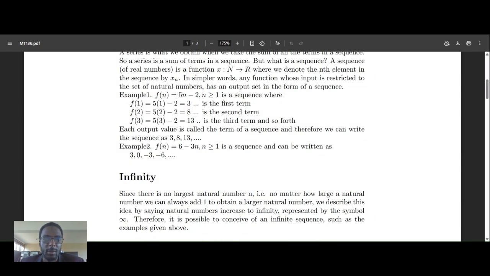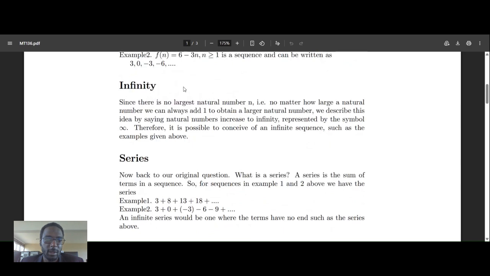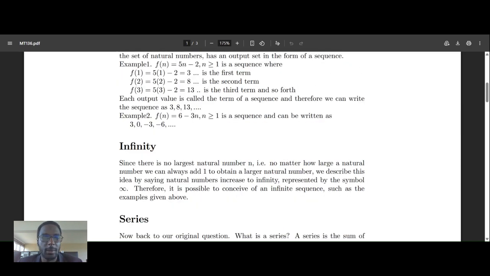This is a sequence with first term 3, second term 8, third term 13, and so on. Another example of a sequence is this one where the first term is 3, the second term is 0, the third term is minus 3, and so on. Both are examples of sequences that proceed to infinity.